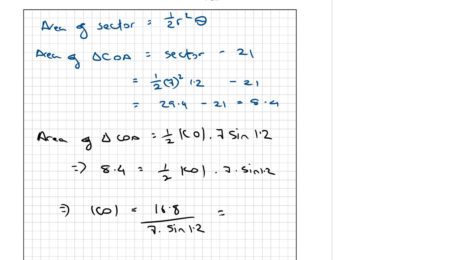The important thing, make sure your calculator is in radians here. So it's going to be 16.8 divided by 7 times sine of 1.2, which is 2.5749, or 2.6 in one decimal place. That's what CO is, so therefore BC is equal to 7 minus 2.6 to one decimal place, so you got an answer there, 4.4 centimeters.